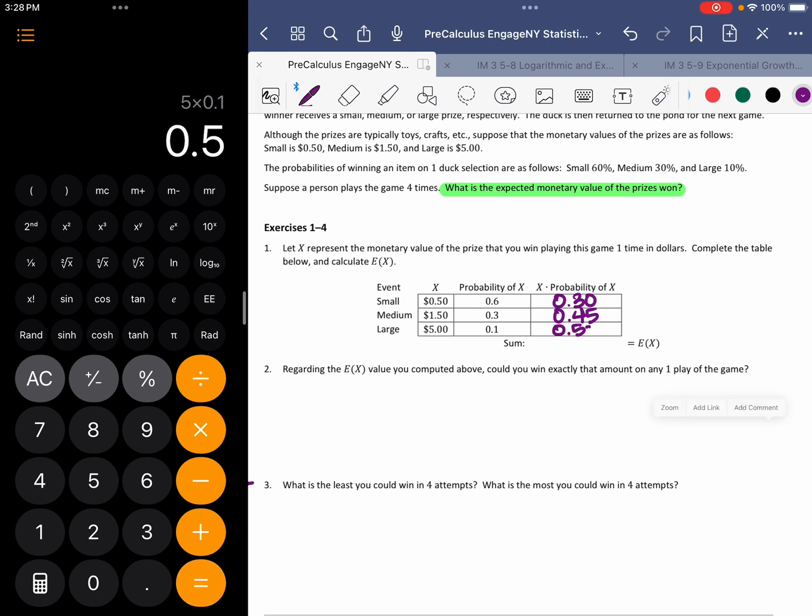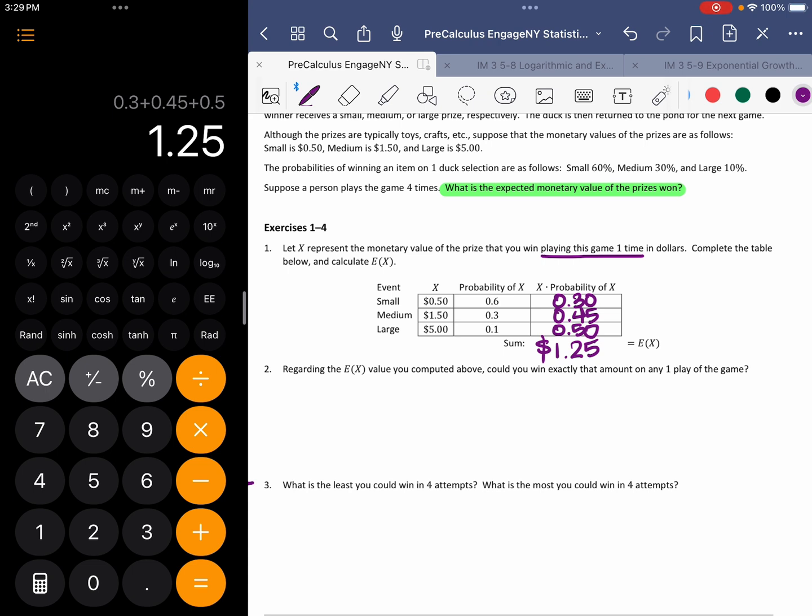So adding those all together, 0.3 plus 0.45 plus 0.5 gives us a sum of 1.25, and that's in dollars. That's our expected value when we play this game one time. The expected value, if I play this game one time, on average, I would be winning $1.25 each time I play this game.